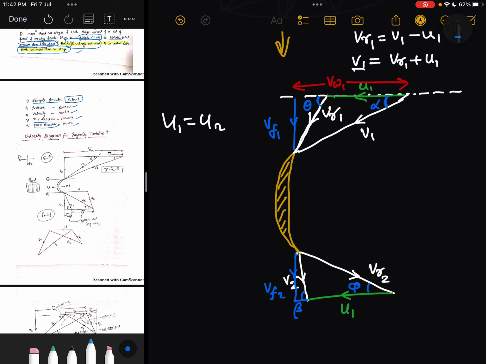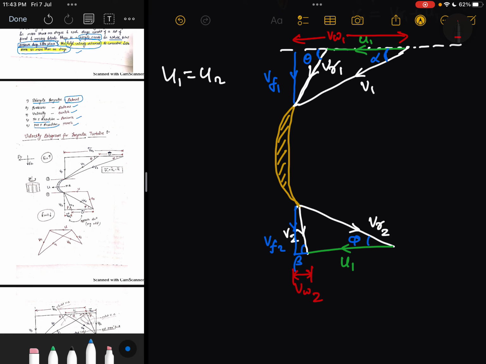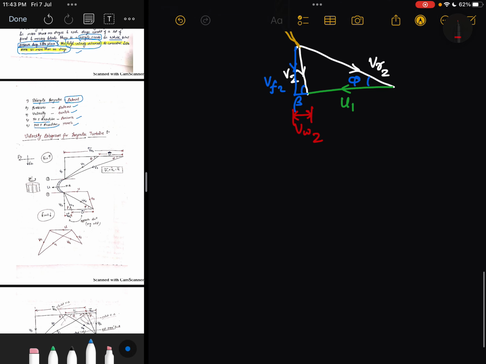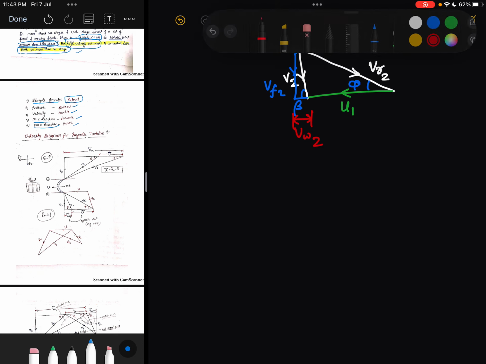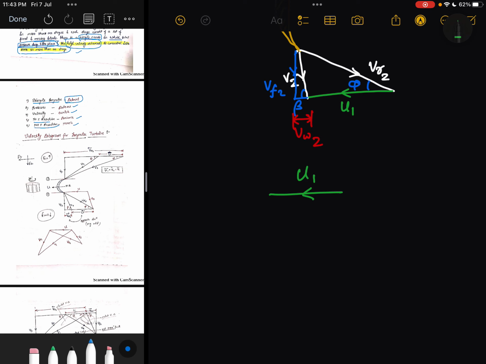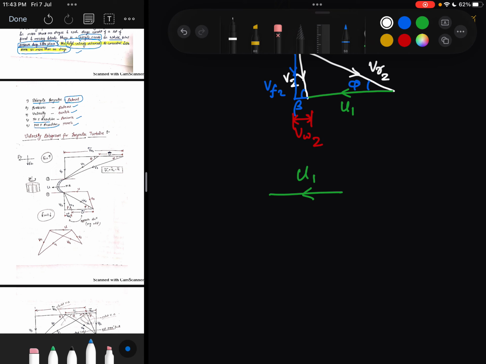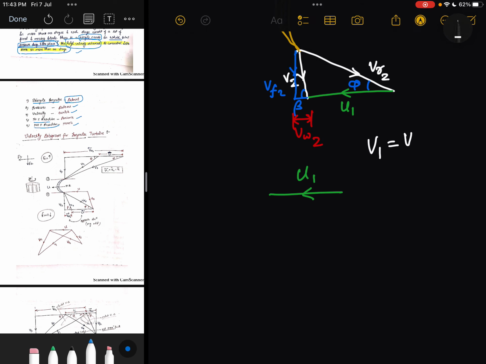Beta is the outward angle of the steam velocity. Its component will be Vw2, which is the outward whirl velocity component. Now this diagram can be drawn in a single diagram, because we know that the blade velocity is u1, and we are getting V1 equal to Vr1 plus u1.